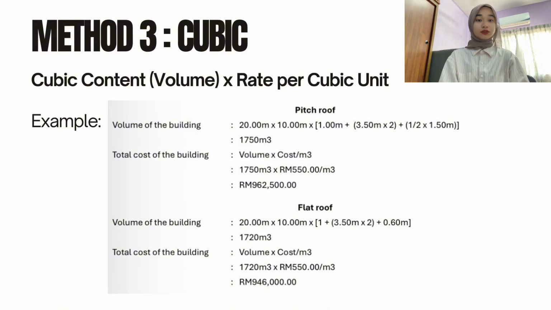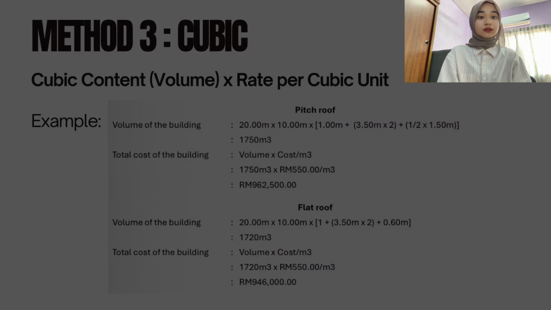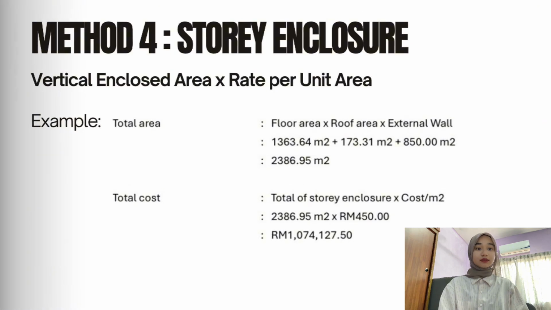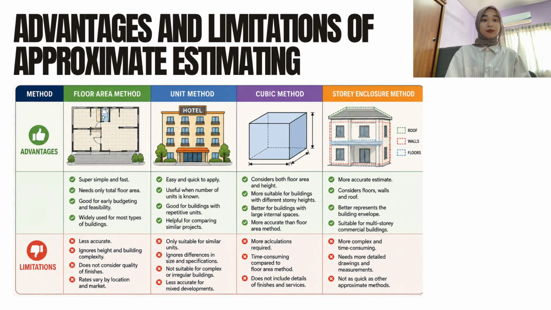Okay, next we continue to method 3, which is cubic method. The formula is cubic content volume times rate per cubic unit. This method is a bit harder than others. So the next method is story enclosure. The formula is vertical enclosed area times rate per unit area. This is a more complicated calculation than others. So here are the advantages and limitations of approximate estimating.